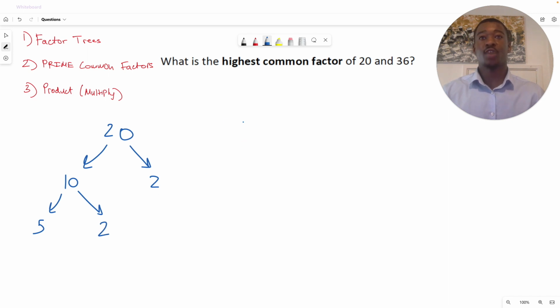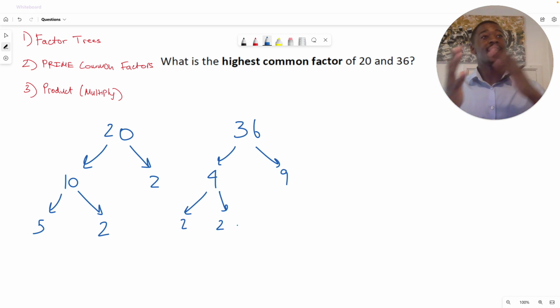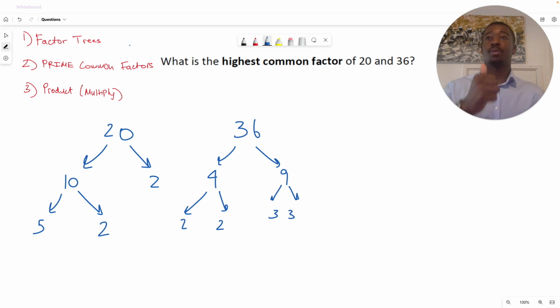Next, we have 36. 36 can be 4 and 9. 4 we can break down into 2 and 2. 9 we can break down into 3 and 3. So factor tree step completed.